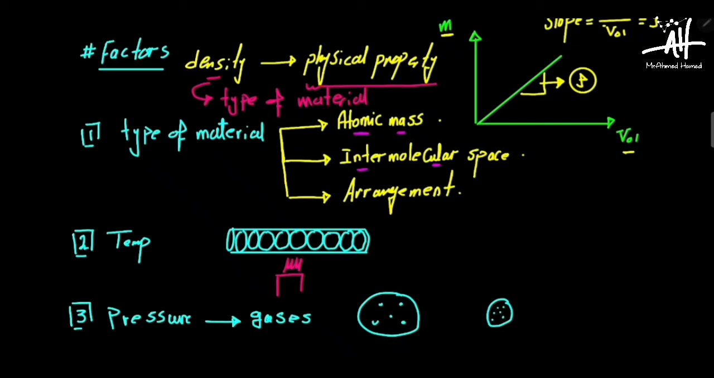The intermolecular space is the distance between the molecules of the material. If the distance between the molecules of the material increased, the particles will be far apart from each other, so the density will decrease. So we can say that by increasing the intermolecular space, the density will decrease. And the last thing is the arrangement of the particles, if they are tightly packed or they are apart from each other.